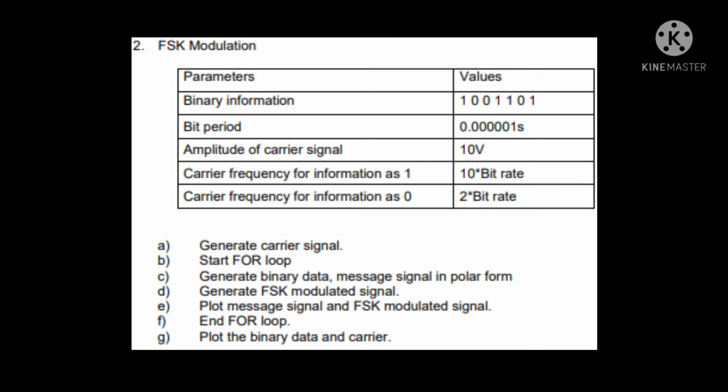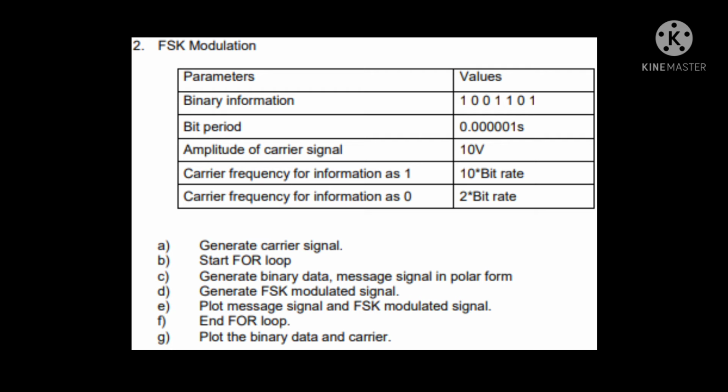The procedure for FSK modulation. For the binary information, 10011101. The bit period is 0.000001 second. The amplitude of the carrier signal is 10 volt. The carrier frequency for information S1 is 10 bit rate. The carrier frequency for information S0 is 2 bit rate.